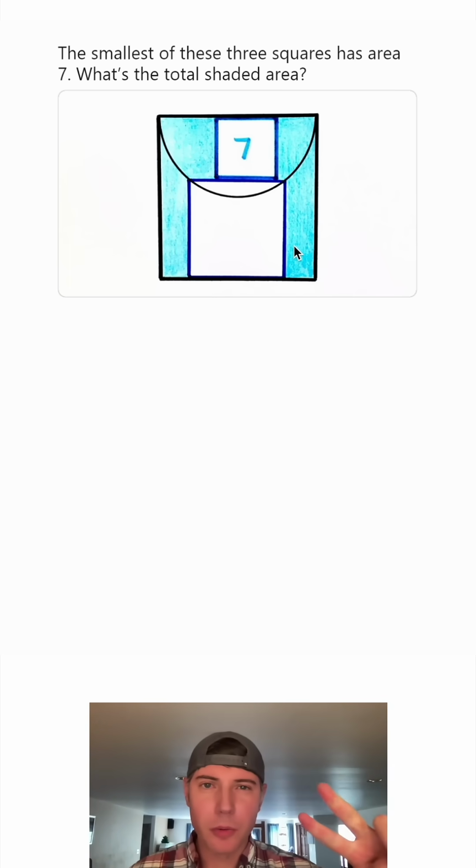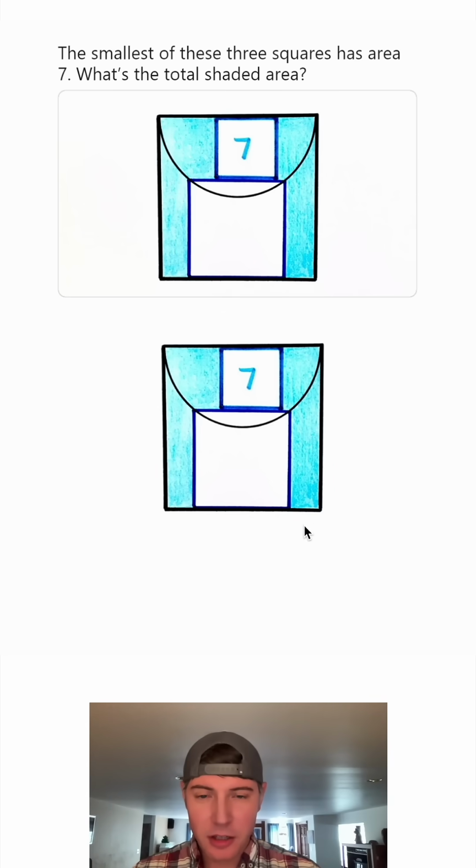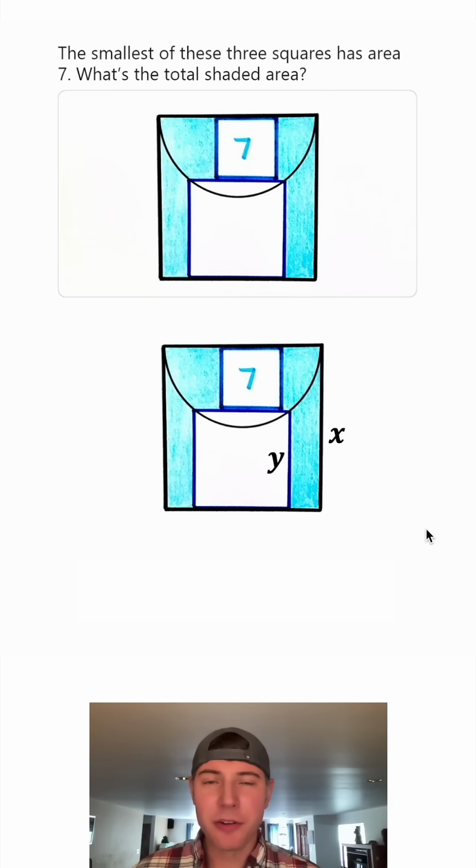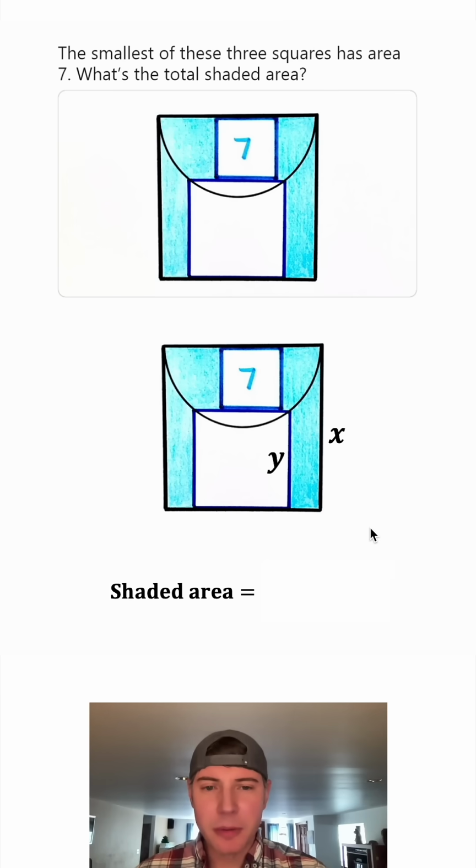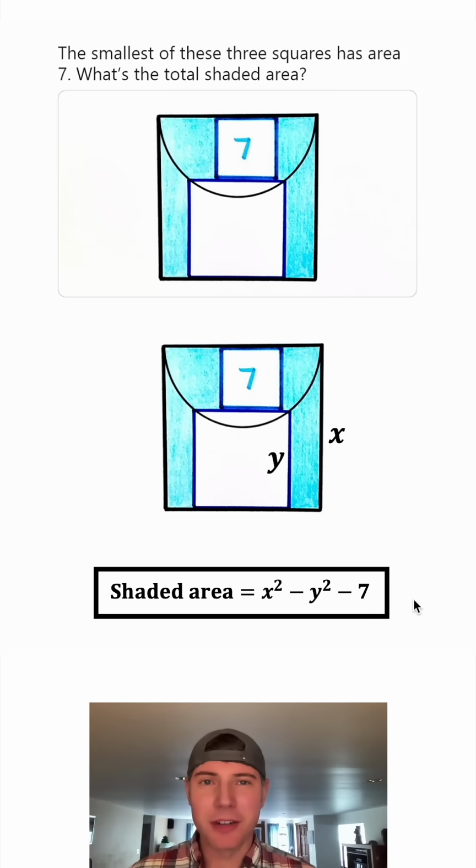3, 2, 1. First, let's label the sides of the larger square X. And let's label the sides of this smaller square Y. We can now write a formula for the shaded area. The shaded area will be equal to the large square, which is X squared, minus this square, which is y squared, minus this square, which is 7. This is what we're trying to solve for. Let's put a box around it.